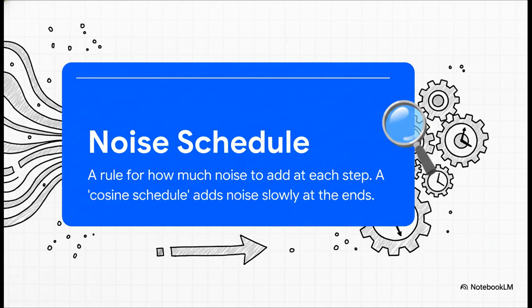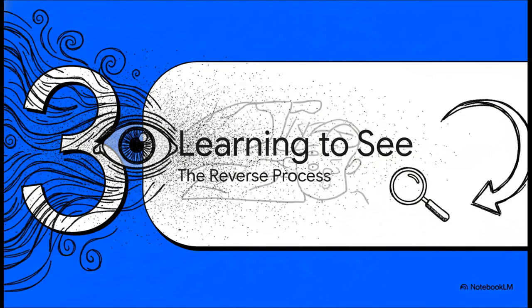It follows a very specific recipe called a noise schedule. This schedule tells the computer exactly how much noise to add at each of those 50 steps. A popular one is the cosine schedule, which is kind of cool. It adds noise slowly at the start and the end, but goes really fast in the middle. This actually helps the AI learn the really fine details later on. Okay, so the image is toast.